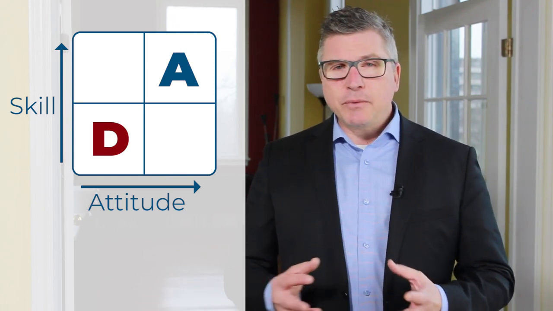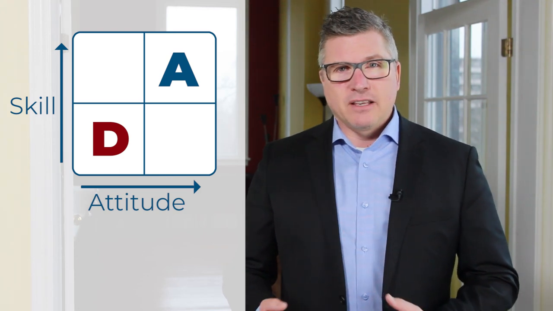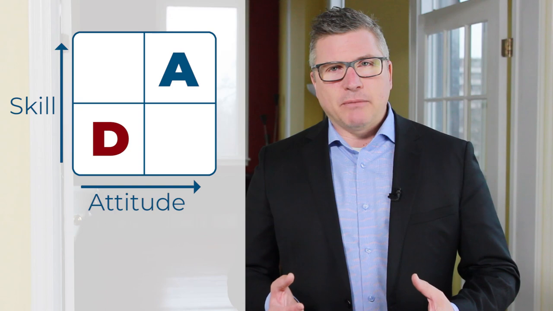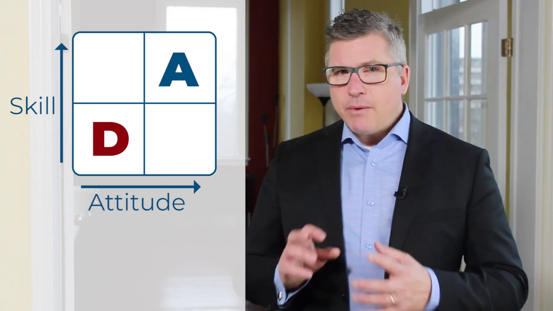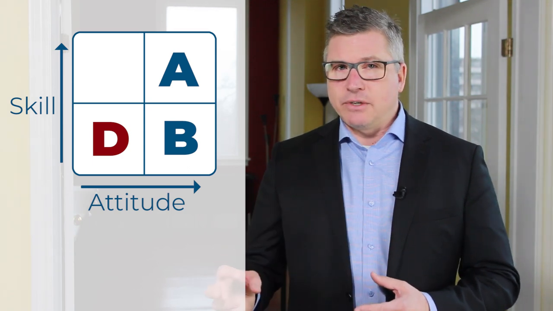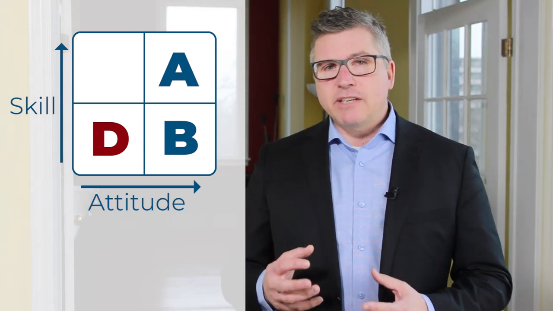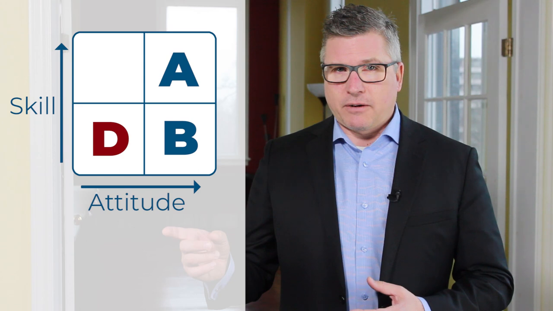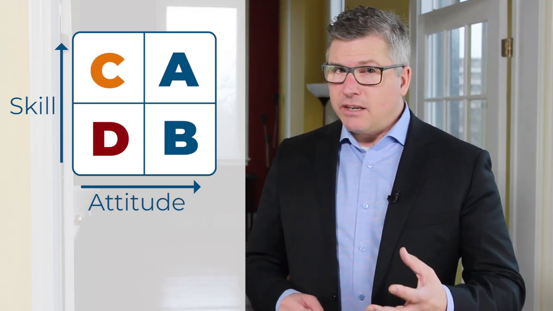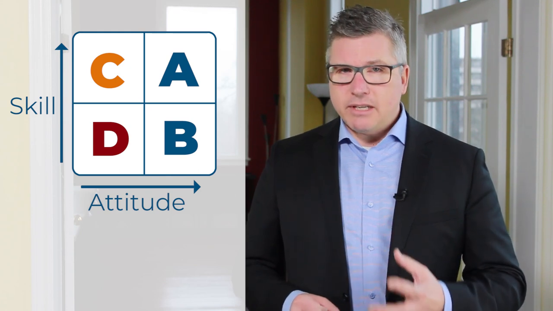Now it gets tricky. Where do we put our B players? Some business owners, when I ask them this question, they say, well, they have to have a good skill to be a B, so we can put them at the top left. I would counter that a little bit. I'd say put them at the bottom right. They have a great attitude. They may have some skill, but they haven't developed all the skill they need to be an A player. And that leaves our C players at the top left. That means that they have the great skill, but maybe their attitude is not where it needs to be.